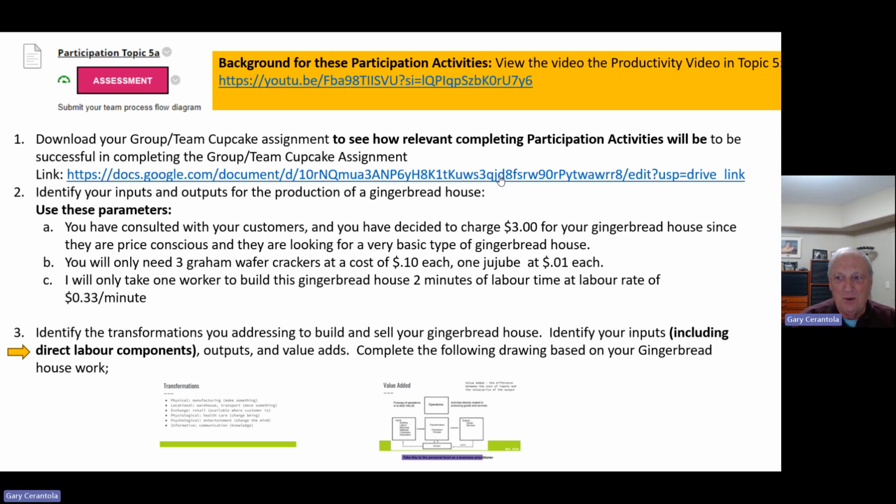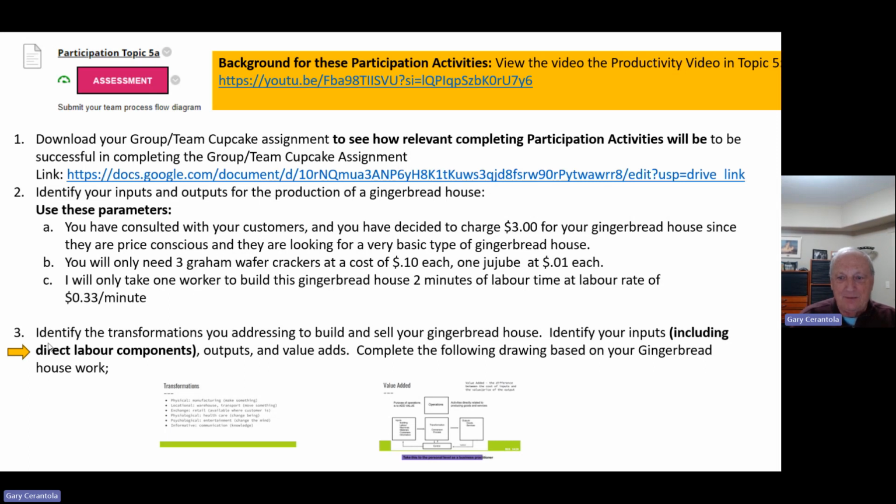All you're going to need to know about what the inputs are in terms of materials is that you're looking at 3-gram wafer crackers at a cost of 10 cents each, and a jujube at a cent each. And then it'll only take one worker to build this gingerbread house. It'll take them 2 minutes of labor time at a labor rate of 33 cents a minute. So those are the parameters that you're going to use to figure out what 5B is all about.